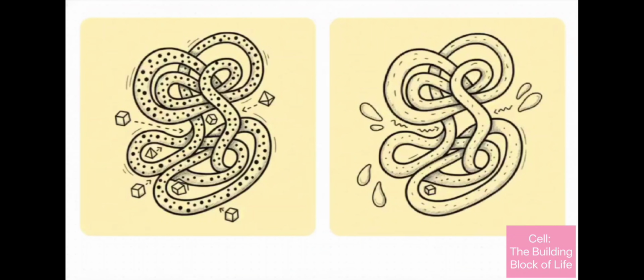The rough ER literally looks rough because it's studded with little structures called ribosomes, and its main job is to build and secrete proteins. Right next door is the smooth ER. It has 0 ribosomes, so it looks perfectly smooth, and it handles the synthesis of lipids, fats, and hormones.